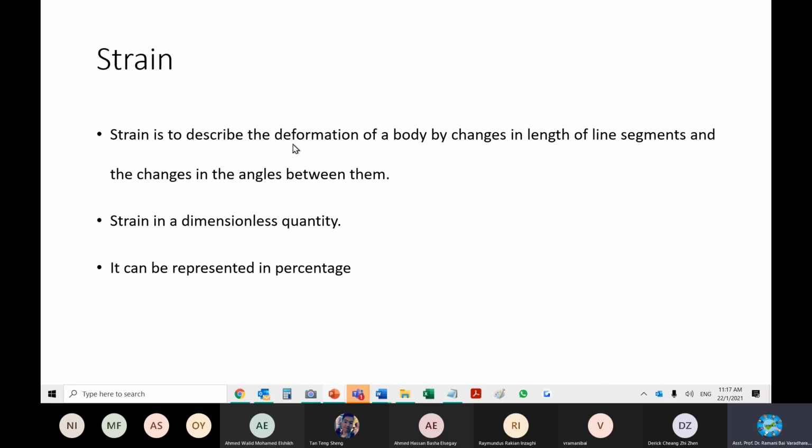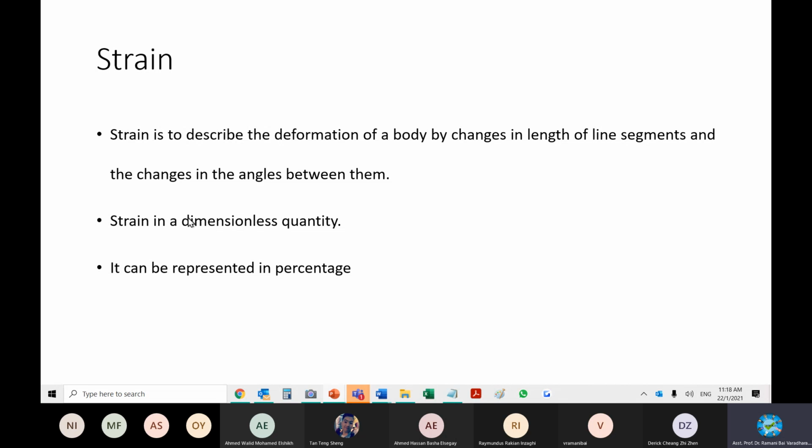Strain describes the deformation of a body by changes in length of a line segment and changes in the angles between them. We will see first how they are changing. Originally, the deformation is an increase in length. Towards the end of the process, it will change the angle and so the cross section, thus it fails. This is the behavior of the member. It may be in a length direction or at an angle. We will see one by one. Today I will see only change in length.